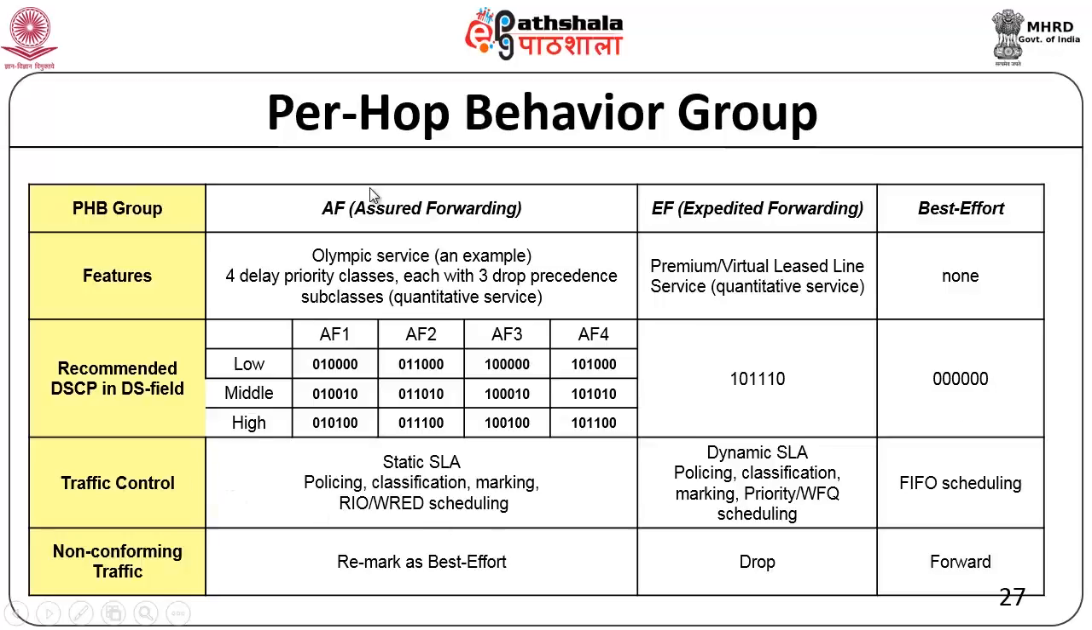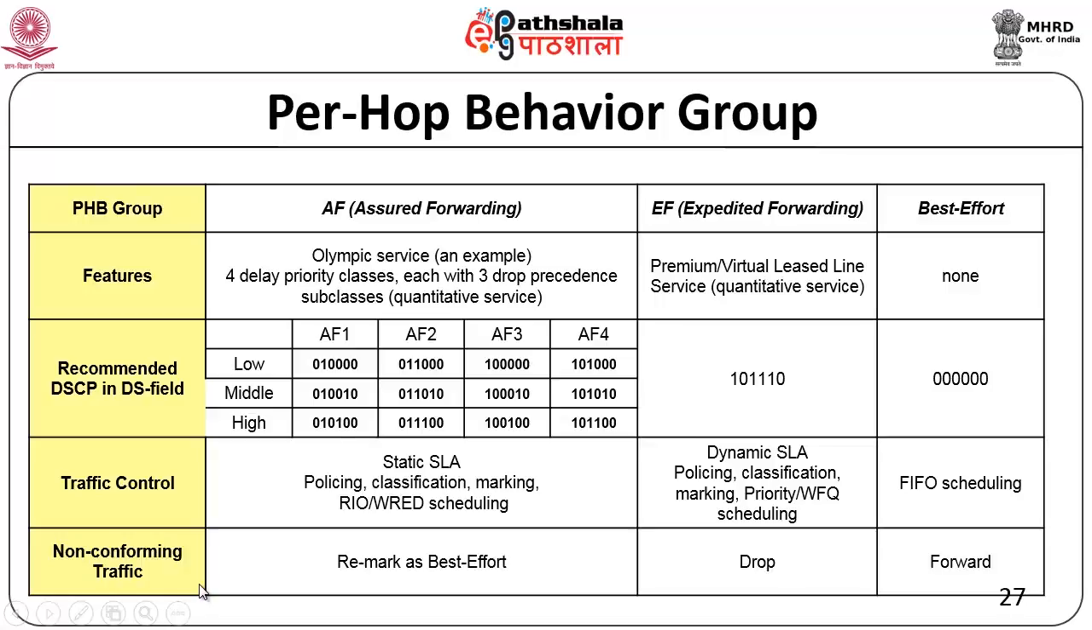So traffic control for AF includes static service level agreements, policing, classification, marking, and then this we talked about, right? RED with IO and weighted RED scheduling will be done. For EF, we make use of dynamic SLA, policing, classification, marking, and priority or weighted fair queue scheduling. Okay. Best effort, we use FIFO scheduling.